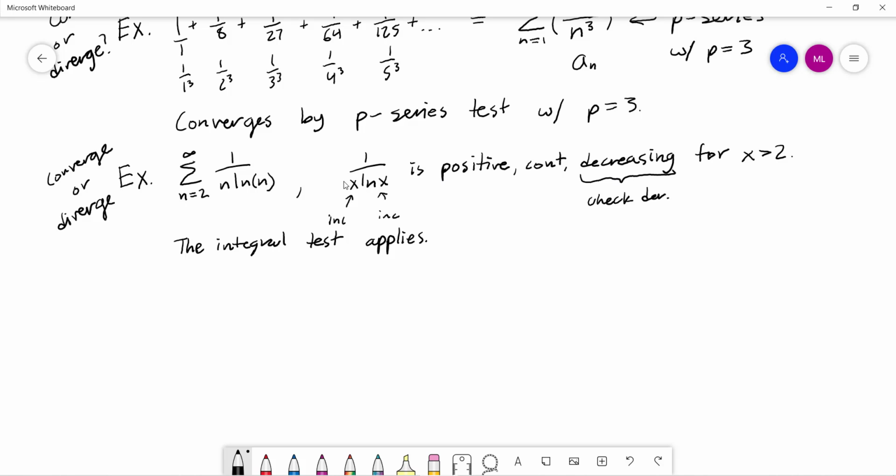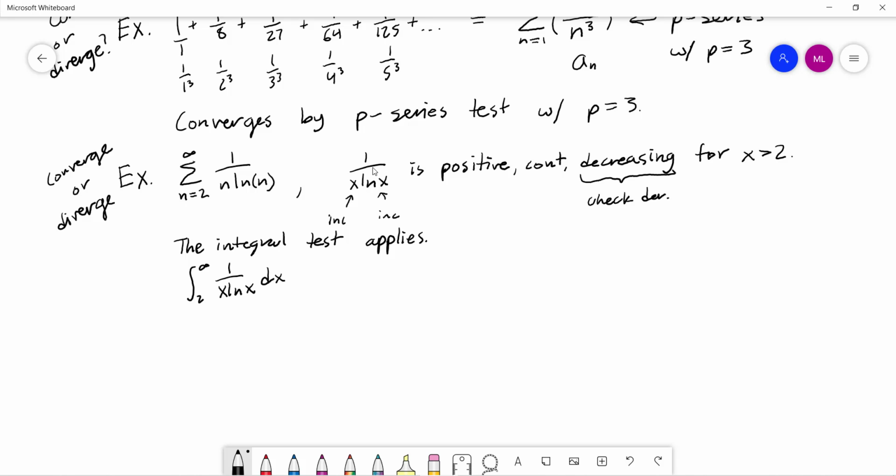Basically, what I'm suggesting is whatever the behavior is of this function, if this converges or diverges, that will match the behavior of this. So if we take the integral of this and see if it converges or diverges, that behavior will match the behavior of the whole thing. So what I'm interested in is the integral from 2 to infinity of 1 over x log x dx. So that's what we need.